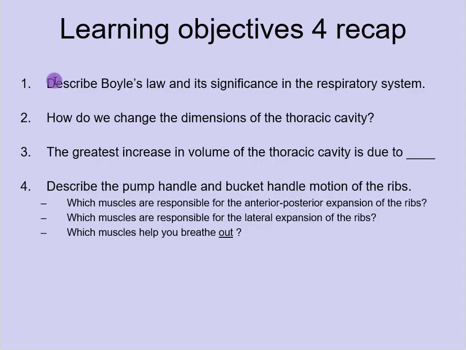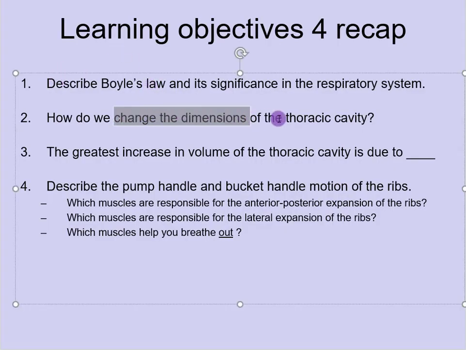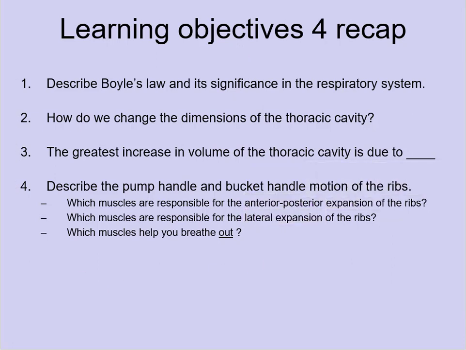So to recap, we've covered Boyle's law. We talked about changes in the dimensions of the thoracic cavity, with the greatest change happening due to dropping out the bottom through diaphragm contraction. We described the pump handle and bucket handle motion of the ribs and how they expand anterior-posterior dimensions as well as lateral dimensions. And I guess the last one we did was this: which muscles help you breathe out?